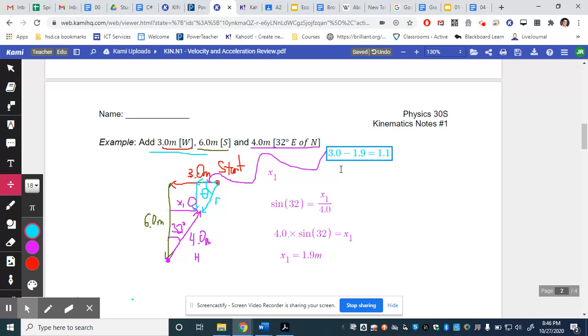Good? Oh, you might be thinking, Mr. Reimer, was your calculator in the right mode? No, it wasn't. And so I'm just going to redo that. 4 sine 32 is 2.1. Okay, weird. And so this should have been a 2.1. You can rest easy. You're not doing it wrong. I was. And so this should be 3 minus 2.1 equals 0.9. That's better. 0.9. Very good. So there we go, meters.